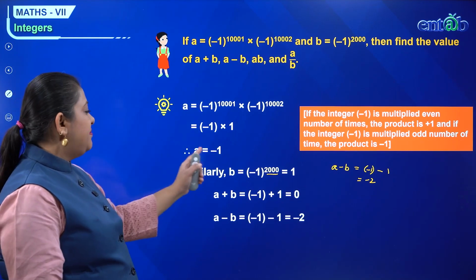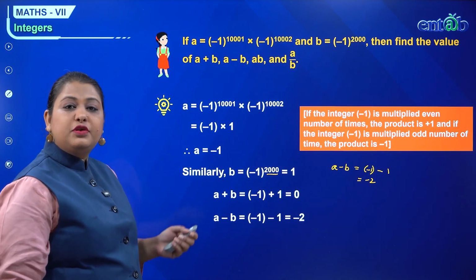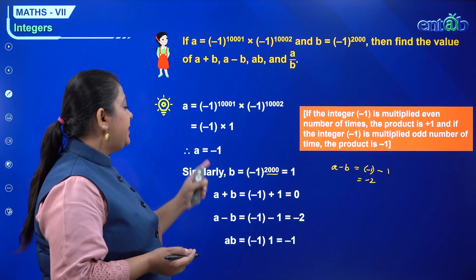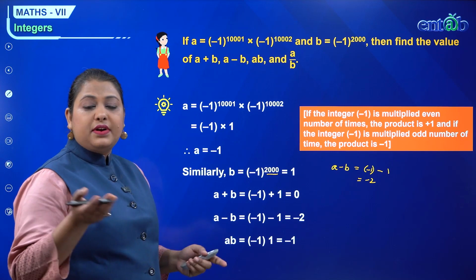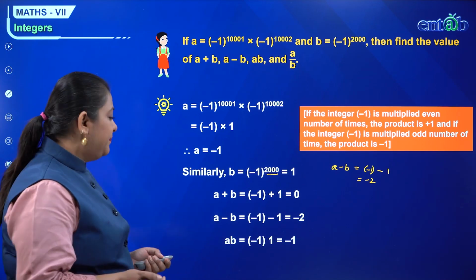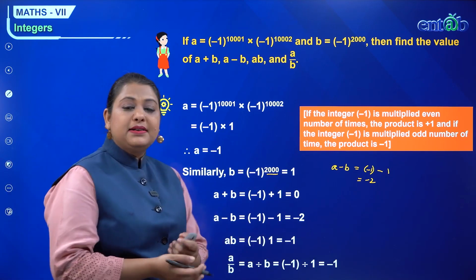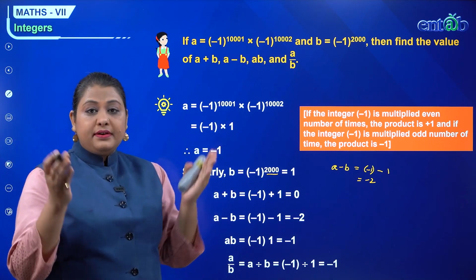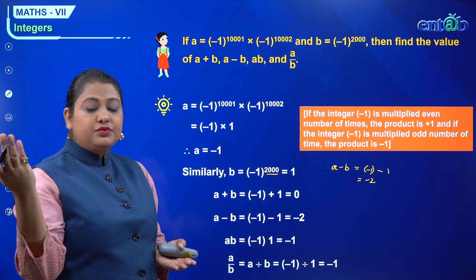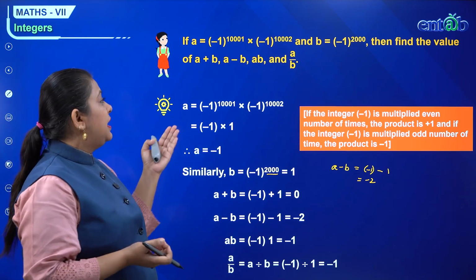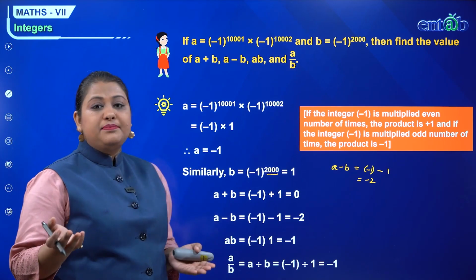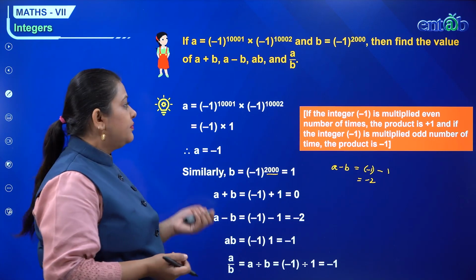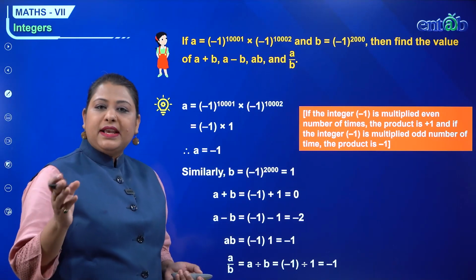Similarly, A times B, minus 1 multiplied with 1, that will be minus 1, right? And A divided by B, minus 1 upon minus 1, that is minus 1 only. So the answer is minus 1. This is how you can simplify given integers when they are raised to bigger exponents, and find the values. I hope this is clear to you. So let's look at the next problem now.